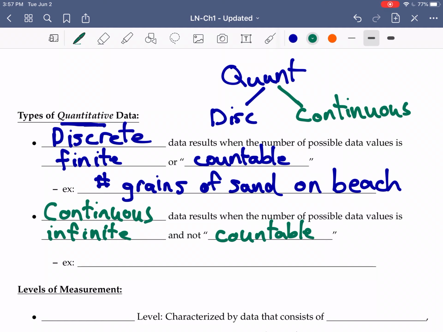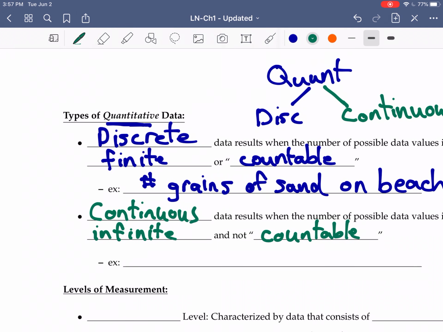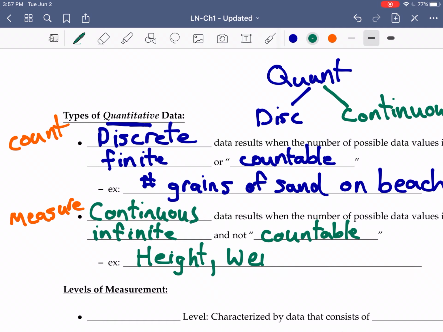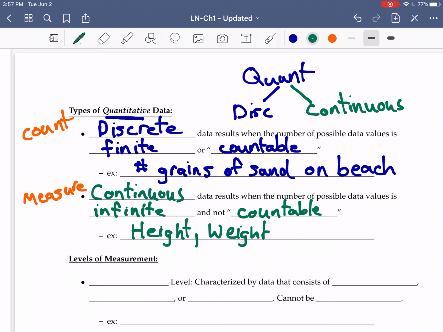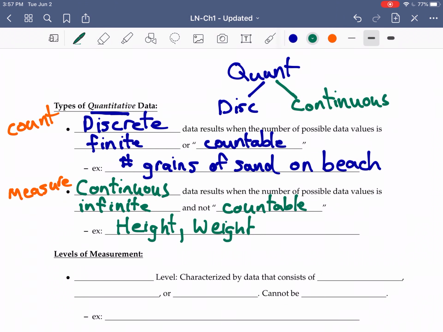I typically think about the continuous things as the ones where the process is a measuring process, and discrete is a counting process. Something like height and weight, things that I measure, those would be continuous. That would be continuous data.